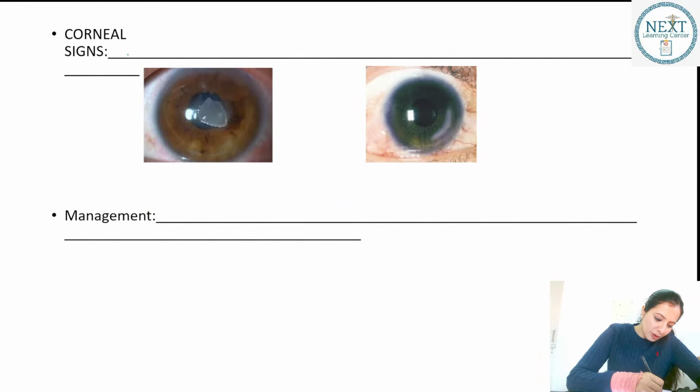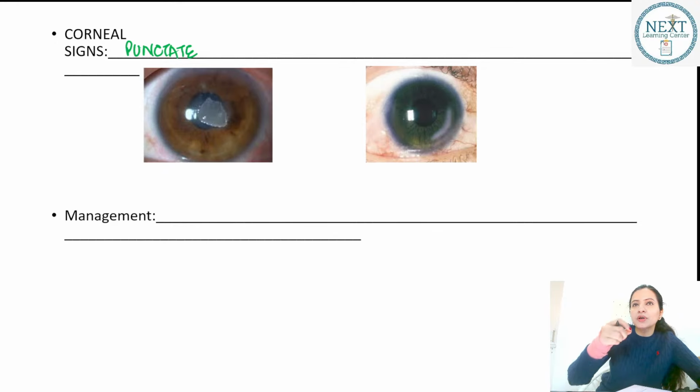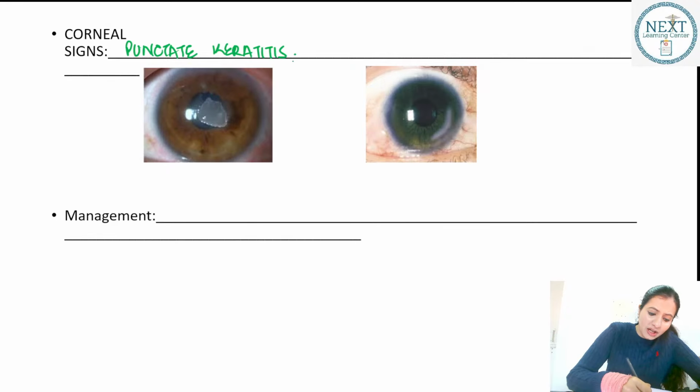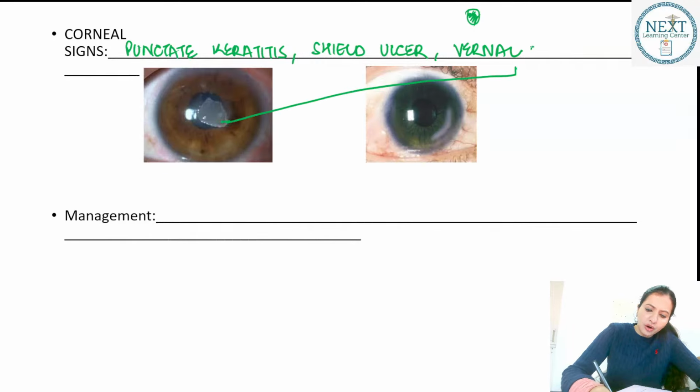Then corneal signs, if we look, it can be either punctate keratitis. See, the papillae are going to cause microabrasion and macroabrasion. So punctate keratitis whenever there are microabrasion, or a big shield ulcer whenever there are macroabrasion. And when on this ulcer there is deposition of exudate, you will call it as vernal corneal plaque. This is your vernal corneal plaque. Or the patient can even have this thing which you call as pseudogerontoxon.